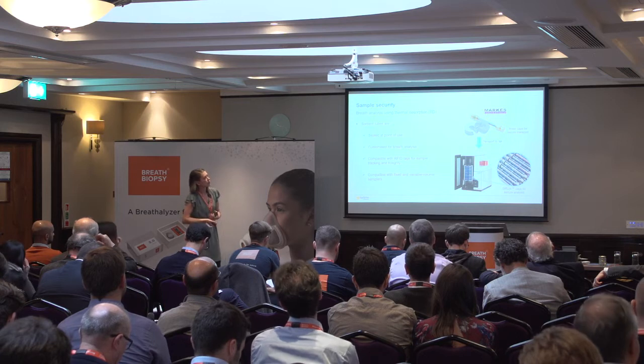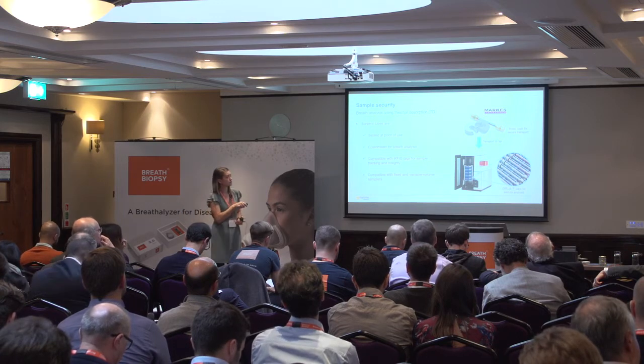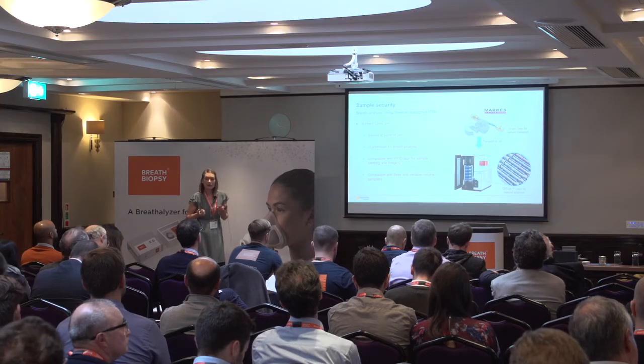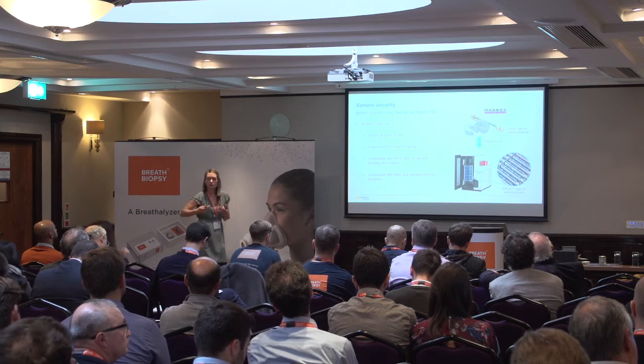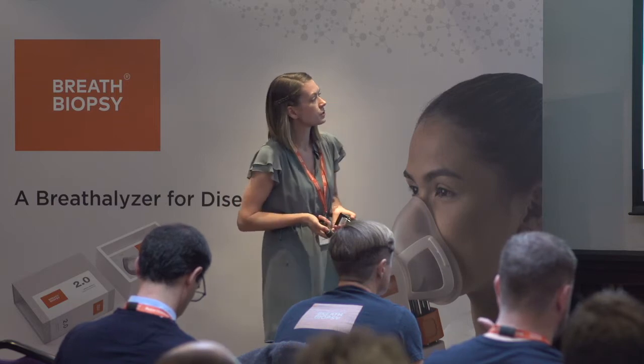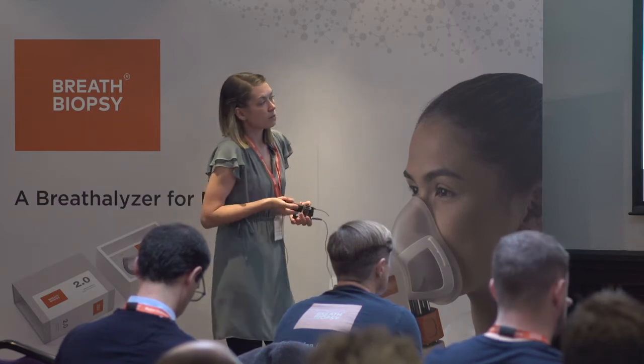So just to go back to the sample security aspect, the sorbent tubes can be sealed at point of use with the brass caps to ensure that you're not going to get any contamination going into the tube or any of your sample leaving the tube. And then when they're waiting in an autosampler for analysis, they can have the diff lock caps fitted so that, again, if you have a long sequence waiting for analysis, you're still not going to get contamination going into the tubes.